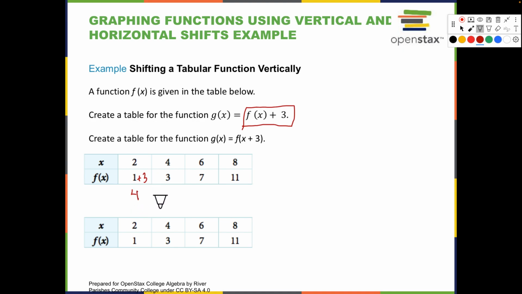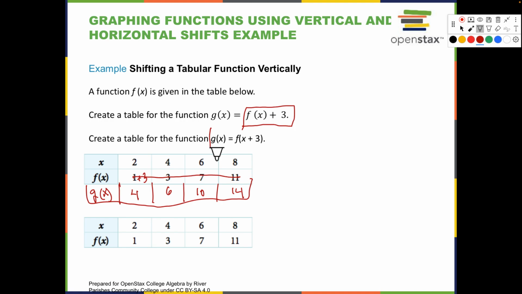So we're going to get 4, 6, 10, and 14. So those would be the shifted function. I guess I could cross those out. This is now g of x. Okay, so that's what it looks like on a table. We're changing the y values. Maybe I should do a new table over here, but we'll do that with this one.